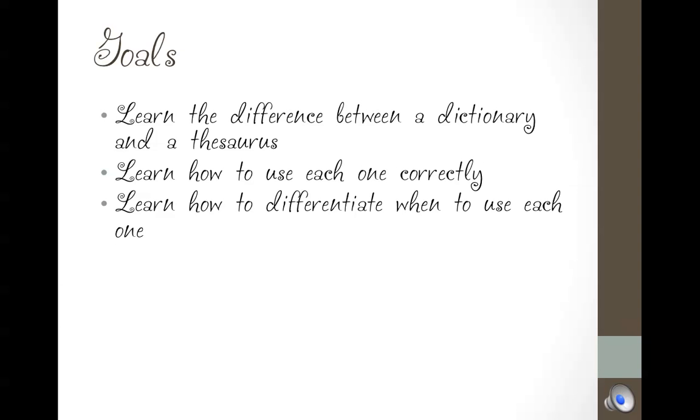The first goal that this lesson will address is that the students will learn the difference between a dictionary and a thesaurus. Students will know the difference in the functions and uses of each book. The second goal will be that students will learn how to use these reference items correctly. The last goal will be that the students will know how to differentiate when to use each item. So, they will be able to recognize when it is appropriate to use a dictionary and when they would need to use a thesaurus.